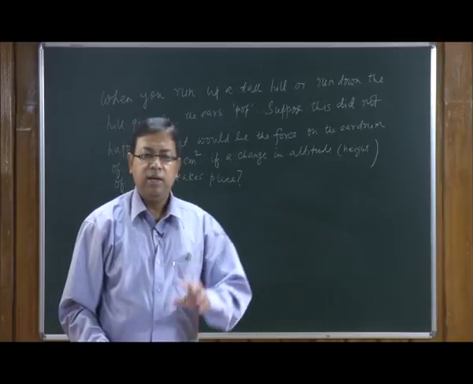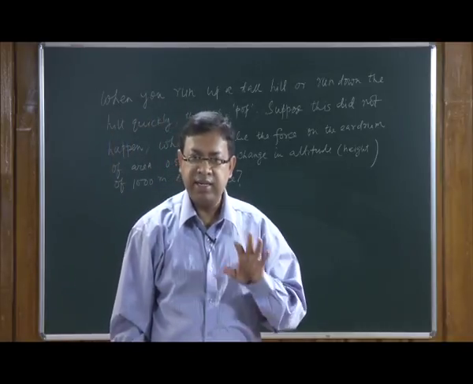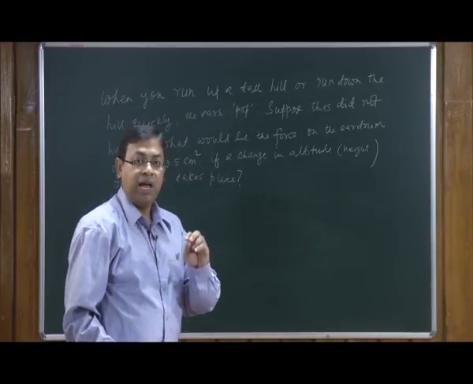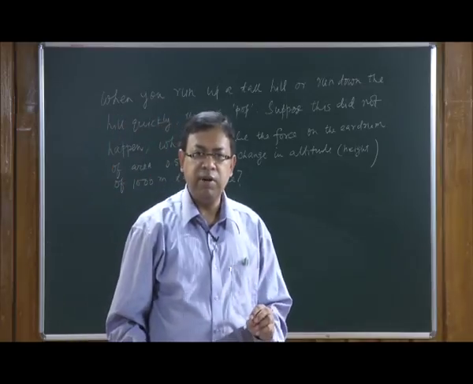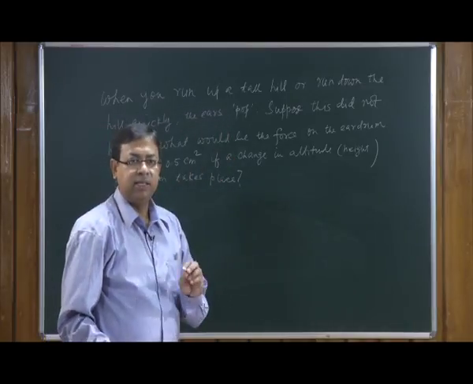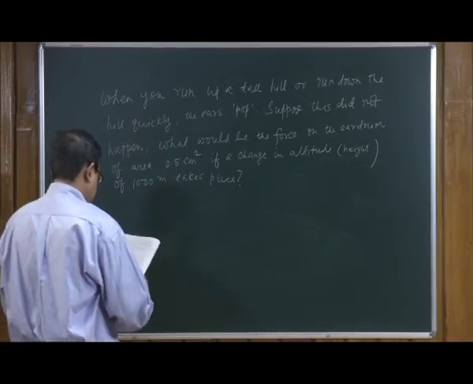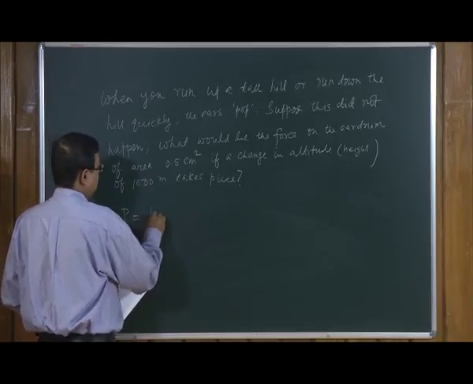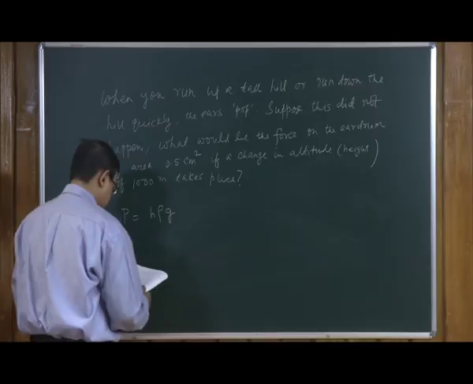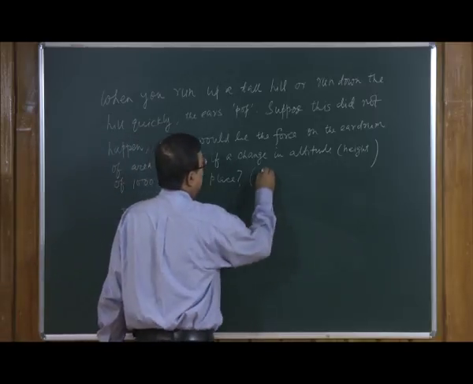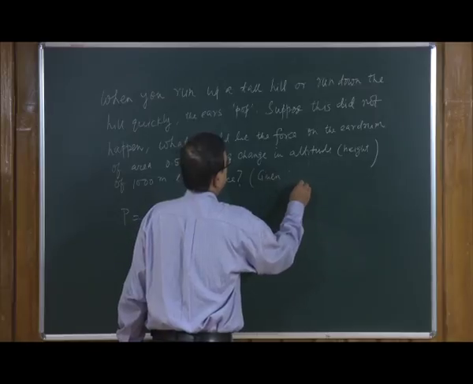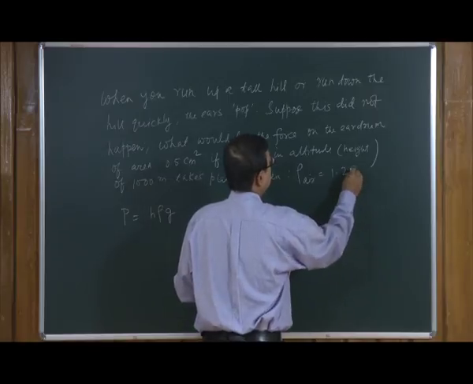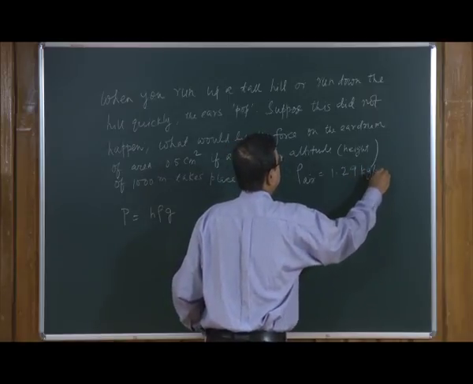So, if there is a height difference of 1,000 meter that takes place, and if the ears do not pop, so what is the pressure developed, and because of that pressure developed, what is the force that is exerted on the eardrum. So, again P, the pressure, is equal to H rho and G. Now, it has to be given that the rho of air, that is the density of air, is 1.29 kg per meter cube.